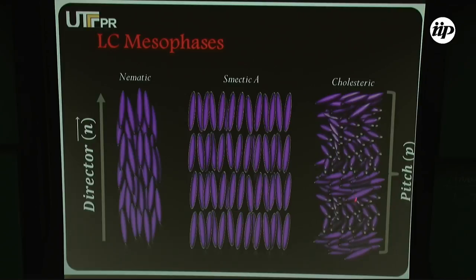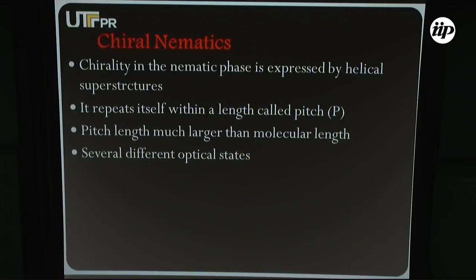The fact that this mesophase is chiral changes a lot of things. So you get a lot of optical states, a lot of things different. And usually if you want to make a cholesteric phase, all you do is add some chiral material. Of course, it has to be compatible with the nematic phase. When you add some chiral material, we call it chiral dopant, it goes from nematic to cholesteric phase. Okay? So, as I was saying, chirality in the nematic phase is expressed by forming a helix.